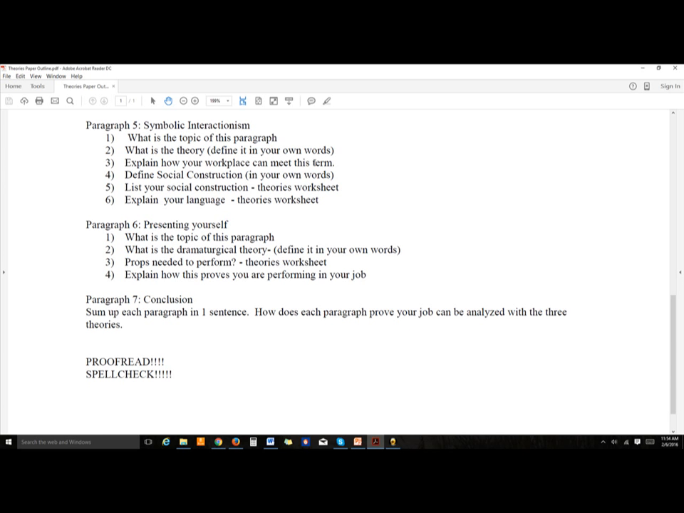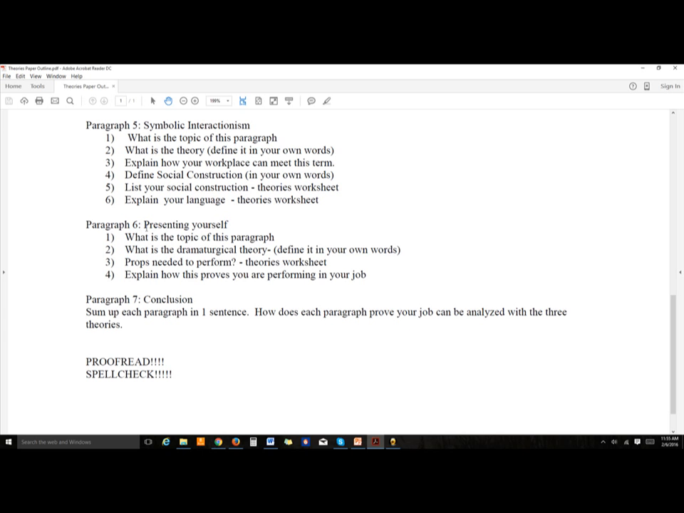How is your workplace a good place to examine the basic interactions of a social world? Basically, that's all you're going to explain. And explain how part of it is the social construction. What is a social construction? After you've defined it in your own words, list it. What were the social constructions, those 2 sentences from your worksheet? And explain your language. What was the language terminology that your job must know?